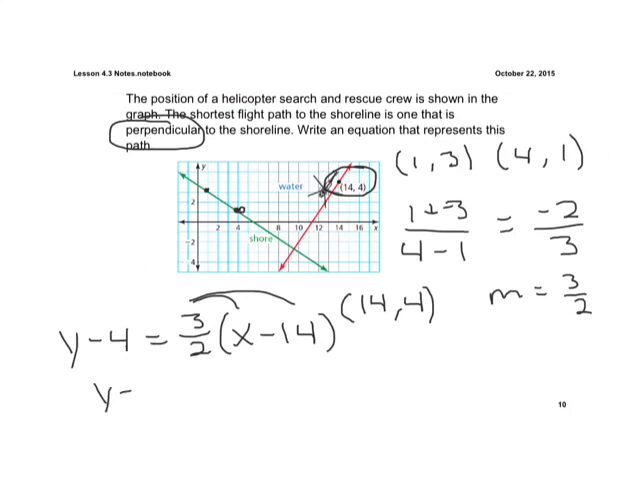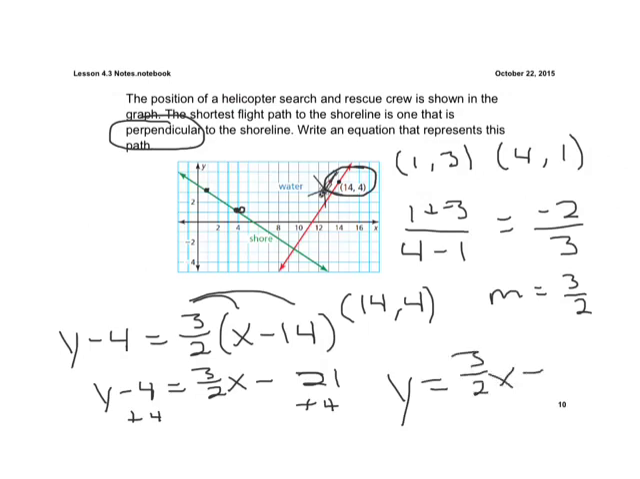We have a fraction, y minus 4 equals 3/2 x. Now, I'll just do the fraction real quick for us here. This is actually a minus 21 is what we end up getting. Add 4. Add 4. So our final equation is y equals 3/2 x minus 17. And that is our perpendicular equation. Okay, so that's the shortest way that we can get this search and rescue crew there.